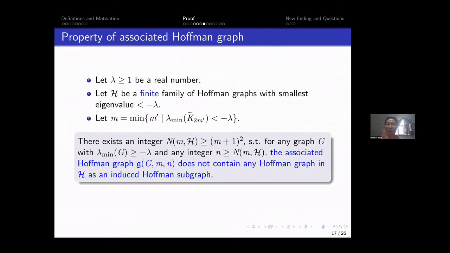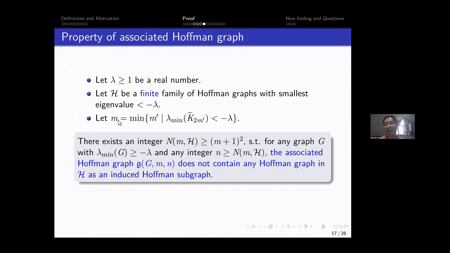Here is how we go back to graphs. This result says: given a real number lambda, and a finite family of Hoffman graphs with smallest eigenvalue less than minus lambda, let's denote this finite family by H. Here, it must be finite. If it's infinite, then we cannot have the following. And we have M to be the minimum m prime such that the tilde graph K2M prime has smallest eigenvalue less than minus lambda.